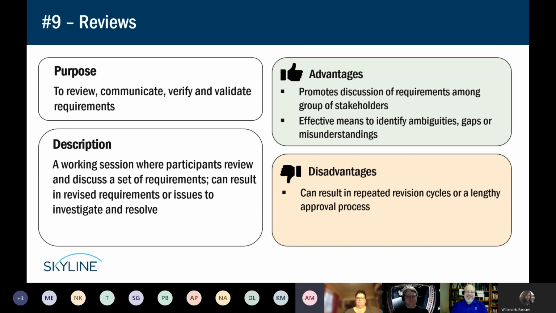I do reviews after I've documented requirements with stakeholders to make sure that everyone agrees. Absolutely correct. Gold star. It's exactly what it sounds like. It's getting together with your stakeholders and reviewing your artifacts to verify and validate and ultimately get approval on.